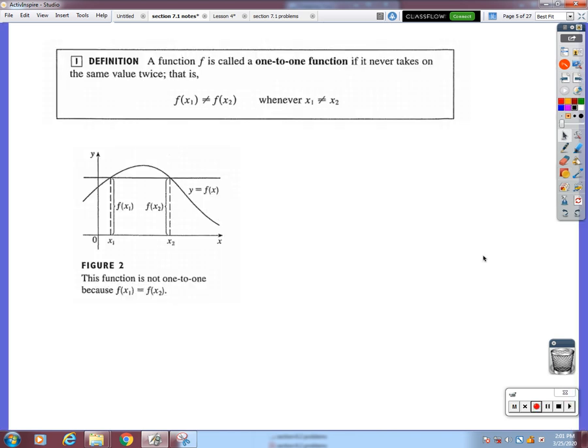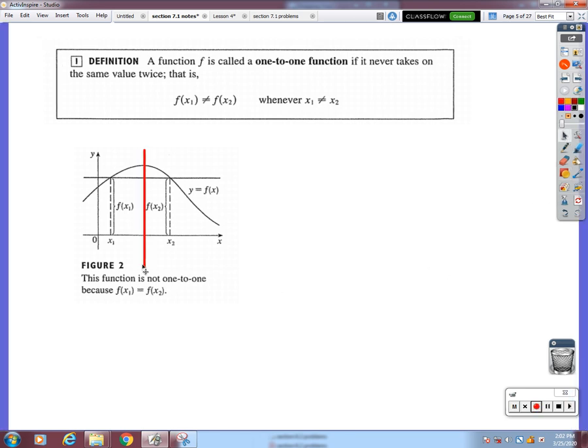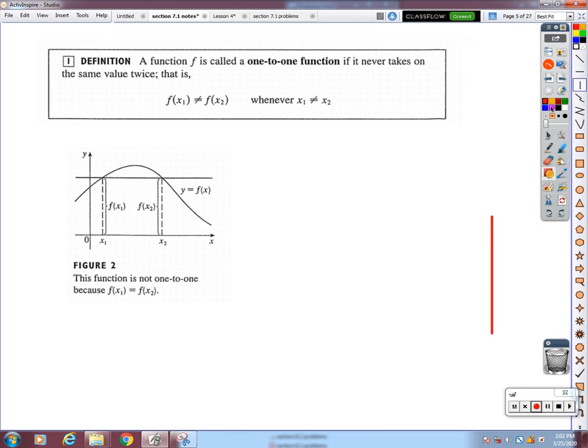So again, a function is called one-to-one if it never takes on the same values twice. Since we're talking about inverses, the way that you find out if something is one-to-one is the inverse of the vertical line test. I'm sure you remember the vertical line test: if I take this vertical line and pass it along the graph and it never crosses more than once, then that is a function. The horizontal line test is how you tell if a function is one-to-one.